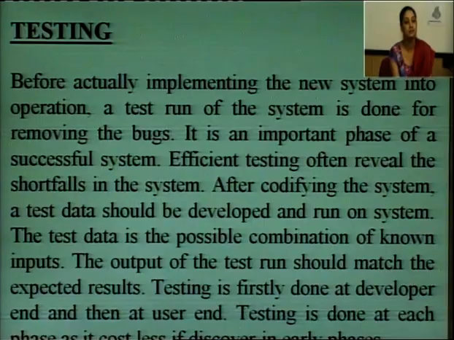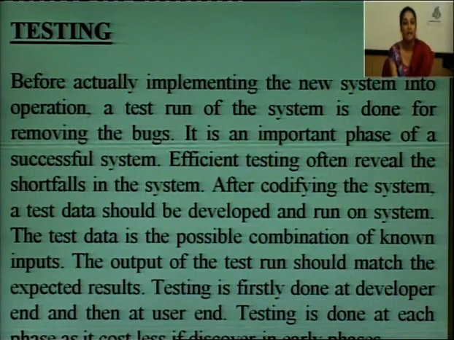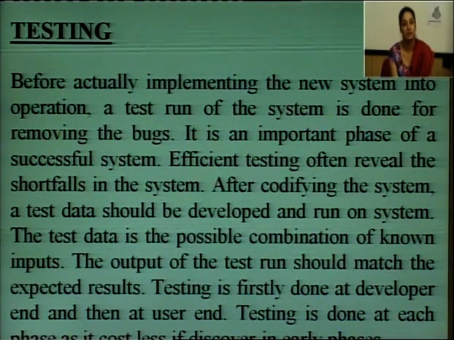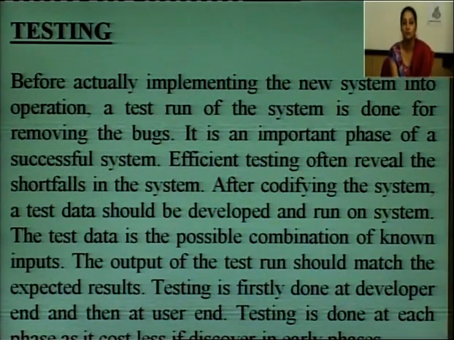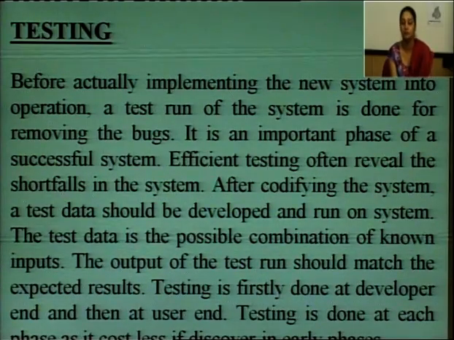After coding the system, test data should be developed. When we code the information system, we define test data for it and run it on the system and find the various bugs in the system. The output of the test run should be matched to the expected result. If these are not matching, we make the needed changes in the system.